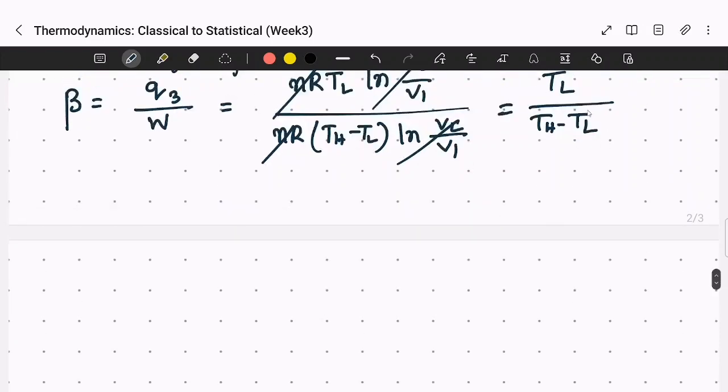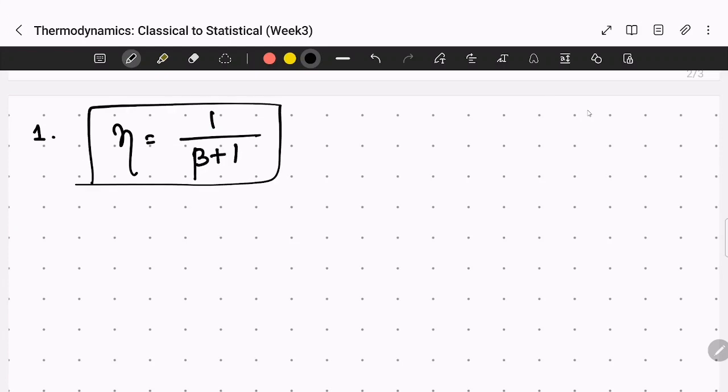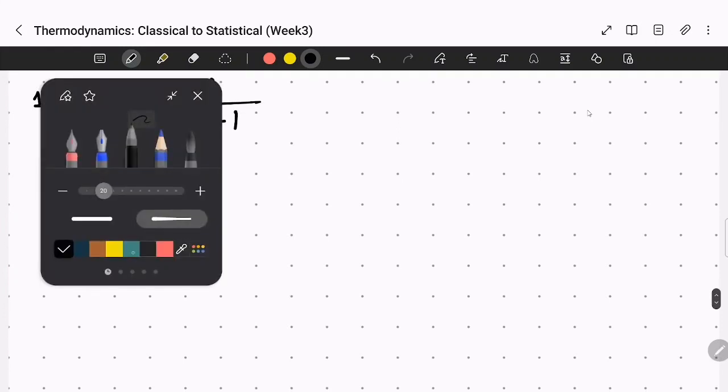This is TL divided by TH minus TL. So now you can prove a relation. This is our first question. You can think that eta will be 1 by beta plus 1. So if beta decreases, then eta increases. We'll prove this here. It's easy, I think.